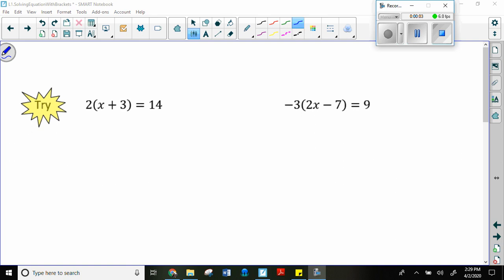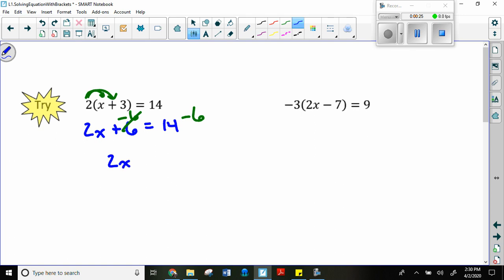Okay, we've got a couple tries for you folks. 2 times x, 2 times 3, 2x plus 6 equals 14. Undo the positive 6, but if you do it to one side, you do it to the other side. The 2x is left over. 14 minus 6, 8. What is that 2 doing to the x? We got some multiplication, so we have to divide. X is 8 divided by 2. That's a 4.